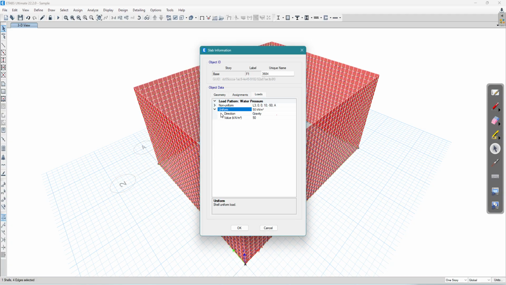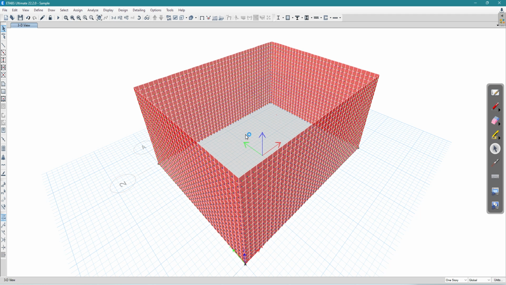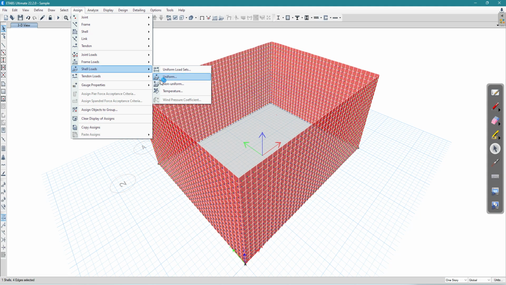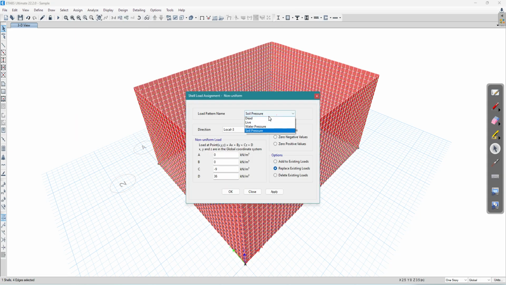You have uniform water pressure of 50 kilonewton per meter square, and by mistake I have also assigned non-uniform pressure, which means you have to delete that. So you select this shell, go to assign shell loads non-uniform. I think it is in case of water pressure, local 3. You delete.